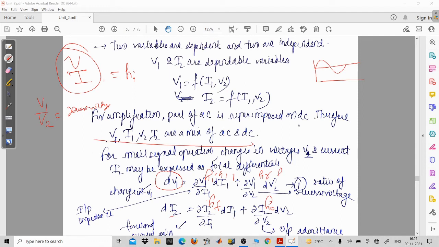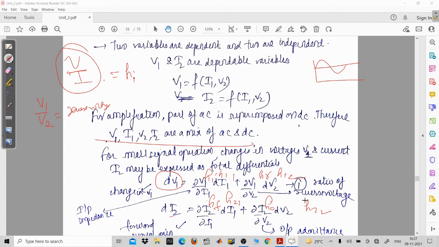H11. This will be H12, because this is the first equation. There are two parameters, so H11 and H12. Now similarly, the second equation, it is H21 and H22. Second equation, the first parameter and second parameter. So either you can write H11, H12, H21 and H22, or you can write HI, HR, HF and HO.